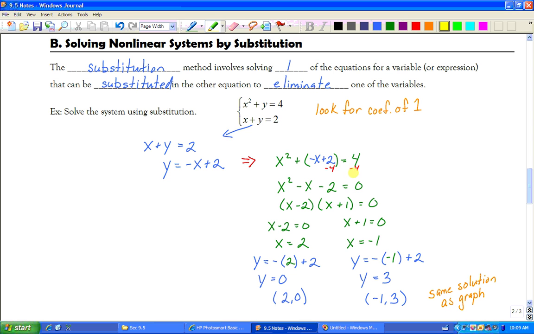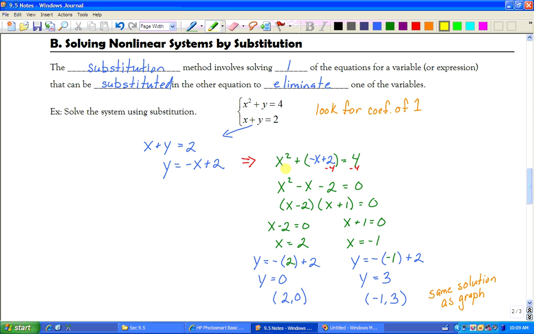So when we do that, we get a quadratic, set it equal to 0. We're going to factor it, set the factors equal to 0, and we get x to be 2 and x to be negative 1. So those are the x coordinates of our solutions. We have to go back and find the y coordinates.